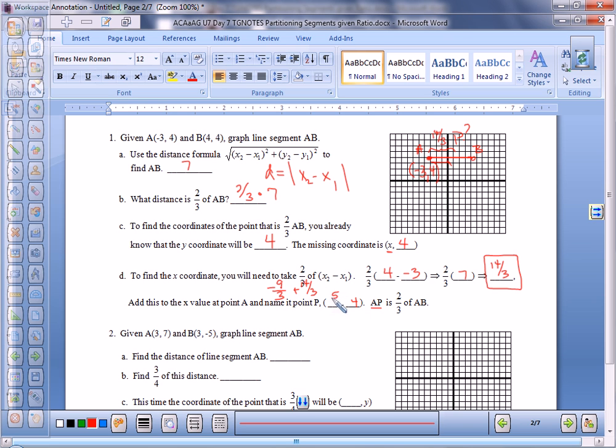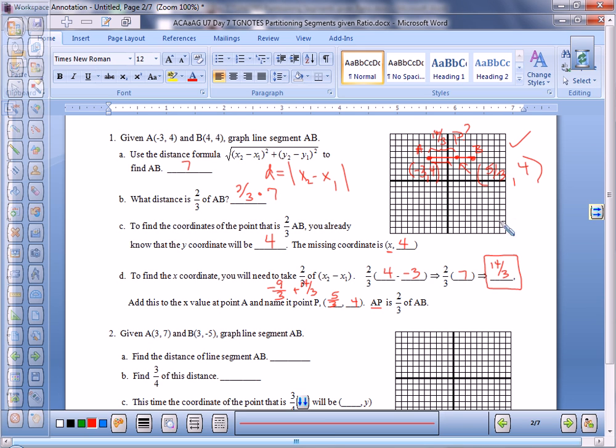5/3. So 5/3 is about 1 2/3. So does that look like it's about 2/3 of the way from there to there? Yeah, that looks pretty good. Definitely. The point is 5/3, 4. That's the ordered pair right here. 5/3, 4 is the point that partitions the segment.